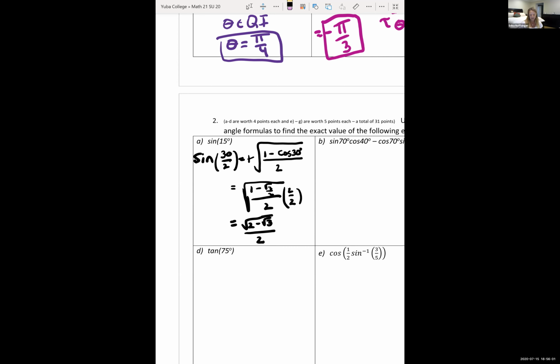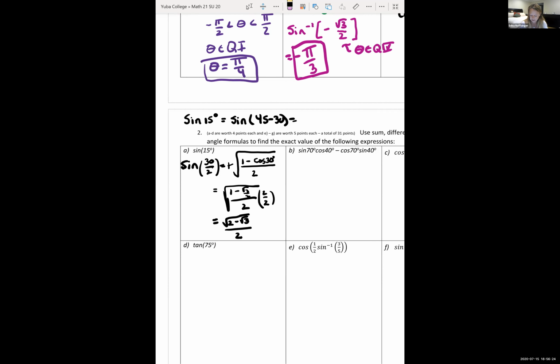And then you could have done it as a sum or difference. Notice that 15 degrees is the same thing as 45 minus 30. So we could have written this as sine of 45 minus 30. Sine difference is sine, cosine, same sign, sine, cosine. So sine of the first, 45, cosine of the second, 30, minus sine of the second, 30, cosine of the first, 45.